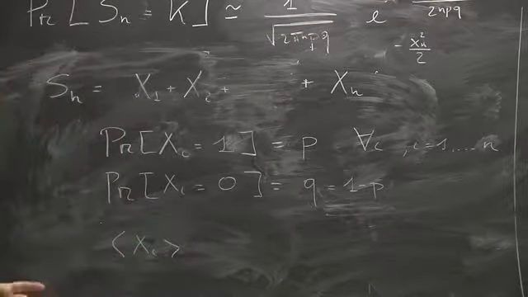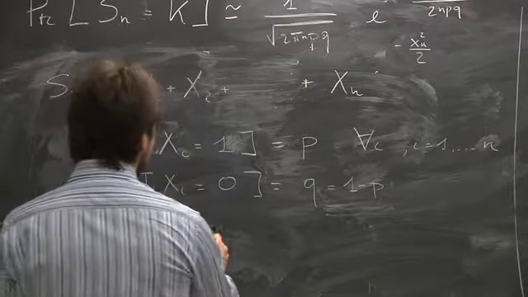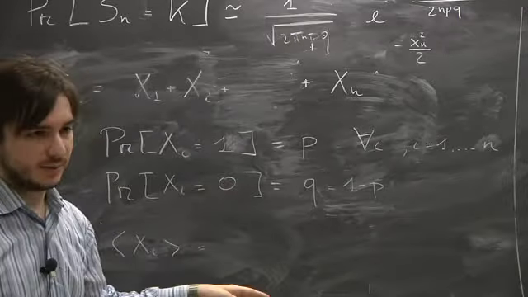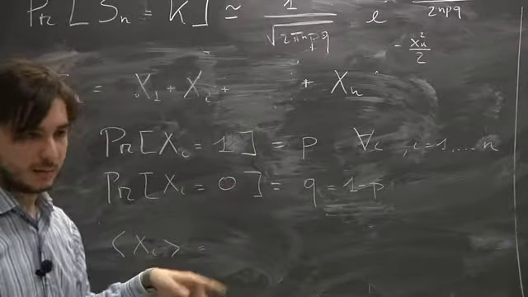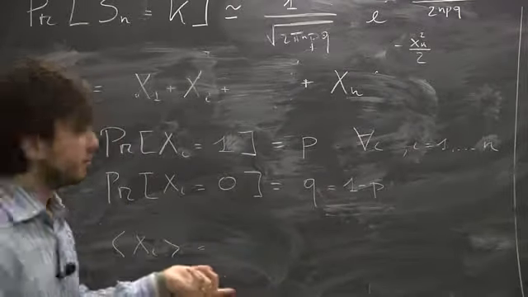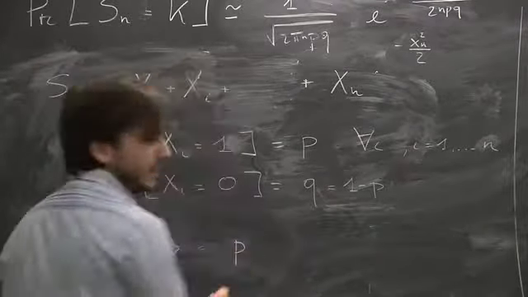Right? This is easy because it's the probability that x1 is equal to 1 times 1, plus the probability that x1 is equal to 0 times 0. So at the end you just get p.